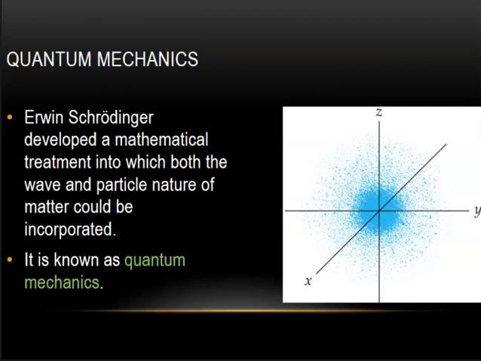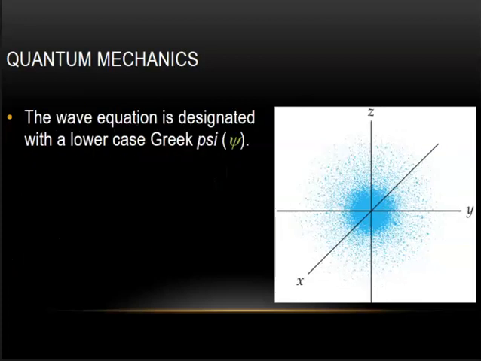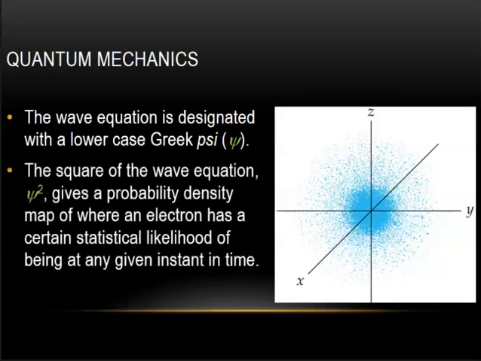All right, now let's get into quantum mechanics a little bit. So, in quantum mechanics, there's something called the wave equation, and we use the Greek letter psi to indicate the wave equation. And when you square this wave equation, you get what we call a probability density map. It's this three-dimensional plot of where you're likely to find the electron.